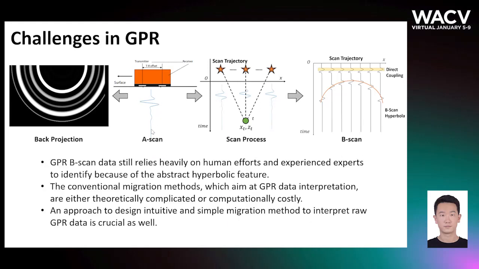However, towards the inspection of subsurface targets, there are still some challenges that need to be solved. Firstly, the hyperbolic feature in the GPR B-scan is too abstract to be identified by normal users, so it heavily relies on the expert's efforts. Secondly, the methods that interpret GPR B-scan images are either theoretical, complicated, or computationally costly.